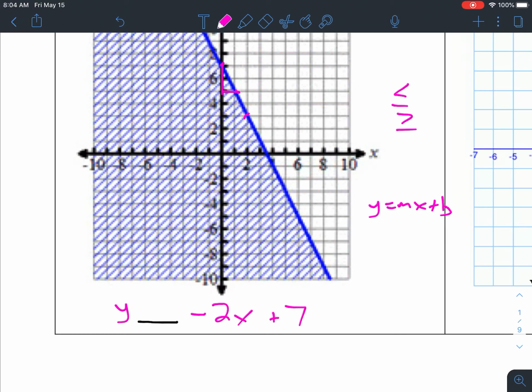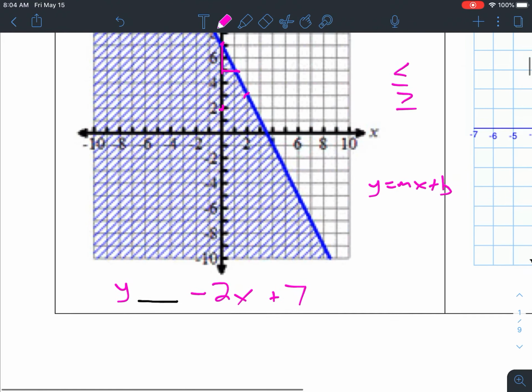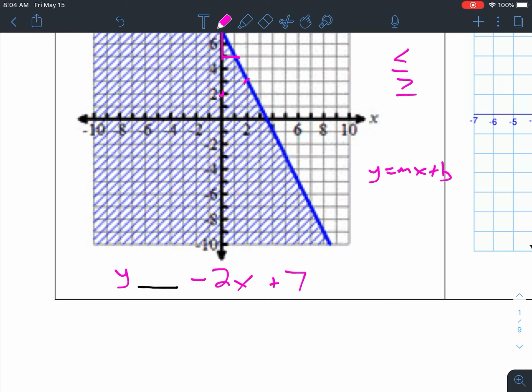Again, now since the shade is on the other side, we have to find a number that's on this side to test it out. I like to try and choose a point on the y-axis, so let's go y is 2 and x is 0 again. It's easier to do that math, and we know it works in that problem.